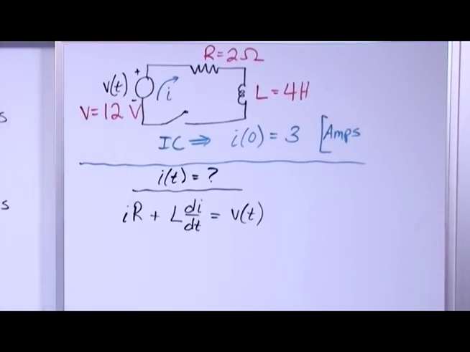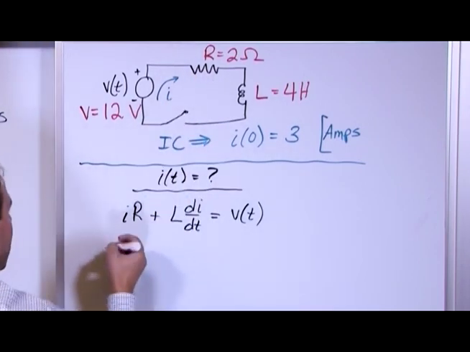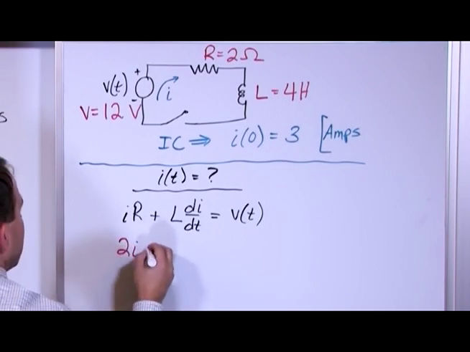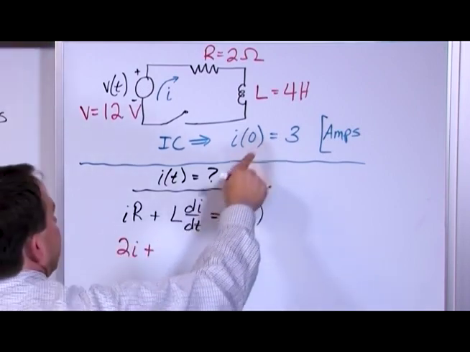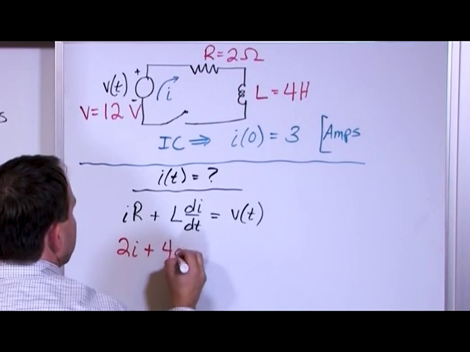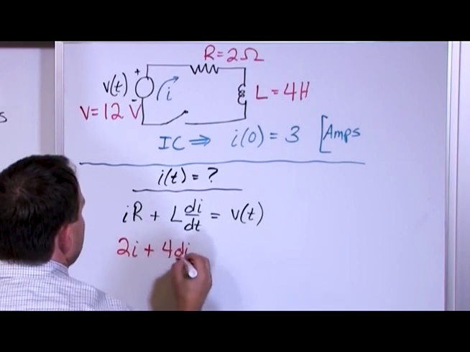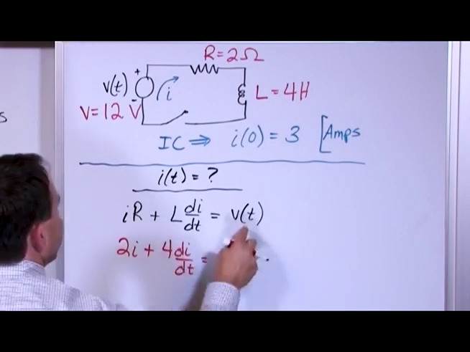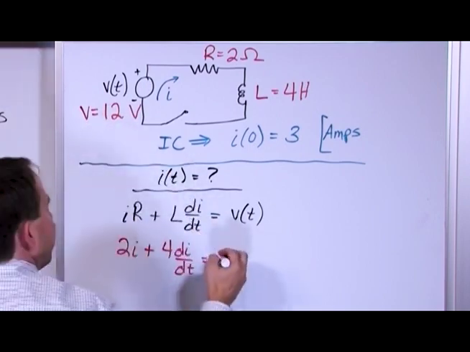Okay, so let's go ahead and plug in some values of what we have. R is 2, so we'll call this 2i plus L di dt. L is 4, so it's 4 di dt is equal to V of T, which is over here, which is 12.